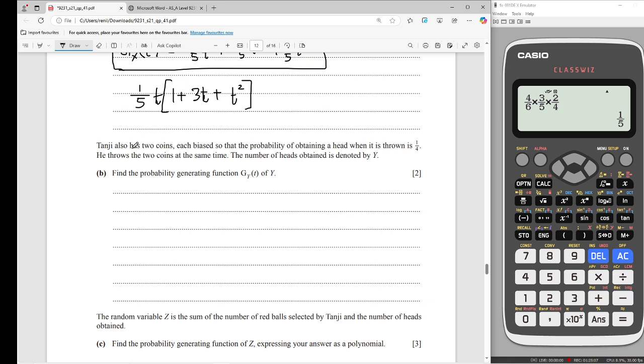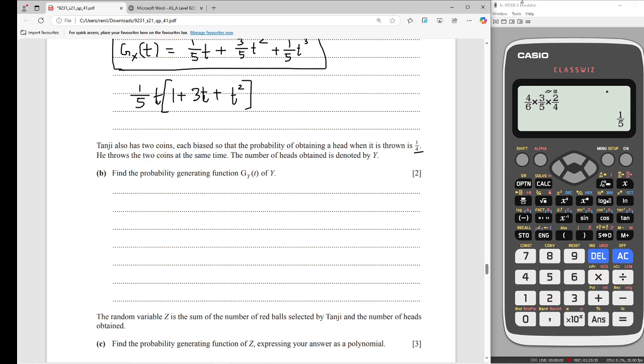Now Tanji also has 2 coins, where the probability of obtaining a head is 1 by 4. You don't need to worry about replacement because you don't need to replace anything. He throws 2 coins at the same time. The number of heads obtained is denoted by Y. Find the PGF of Y, G_Y(t).